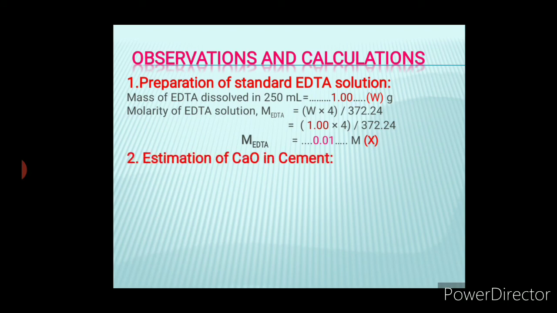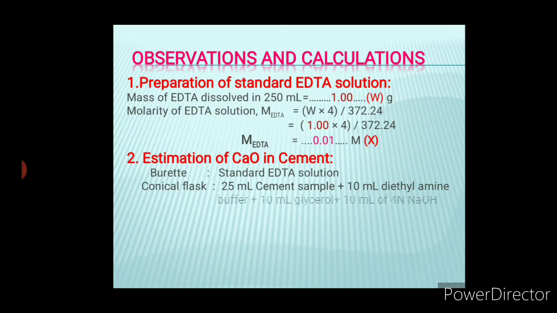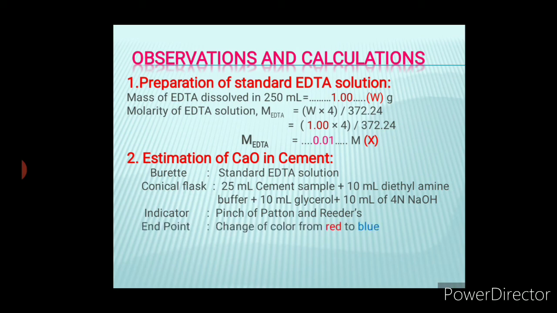Then next is estimation of calcium oxide in cement. In the burette we have taken standard EDTA solution. In the conical flask, 25 ml of cement sample. To it we have added 10 ml of diethylamine buffer plus 10 ml glycerol plus 10 ml of 4N NaOH. Then the indicator used was a pinch of Patton and Reeder's indicator. Then the end point was red to blue.